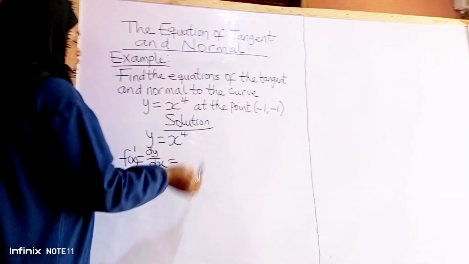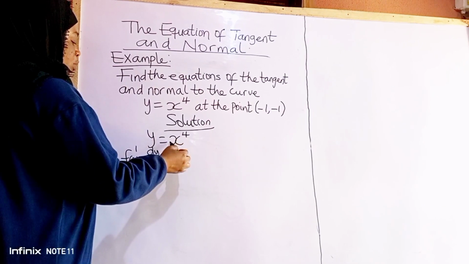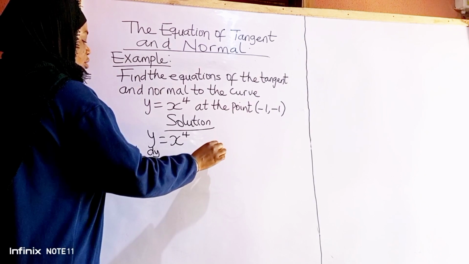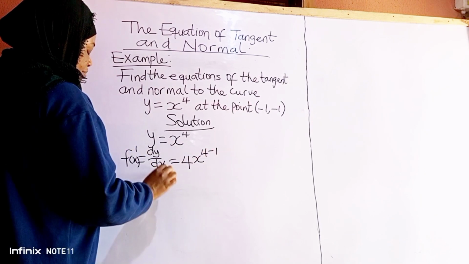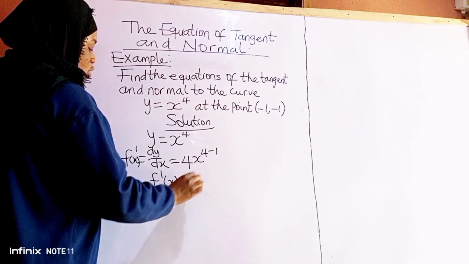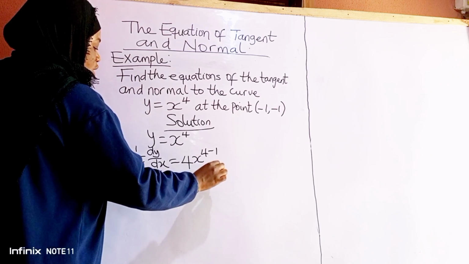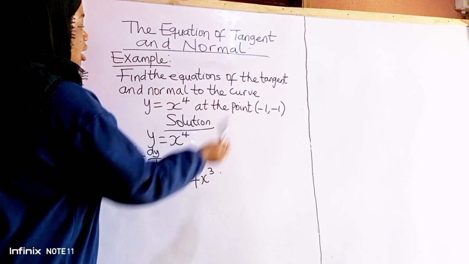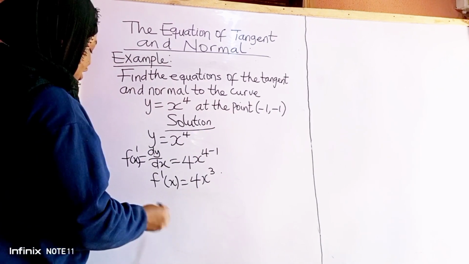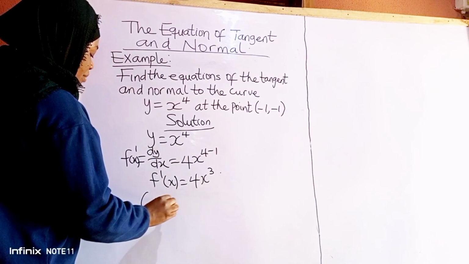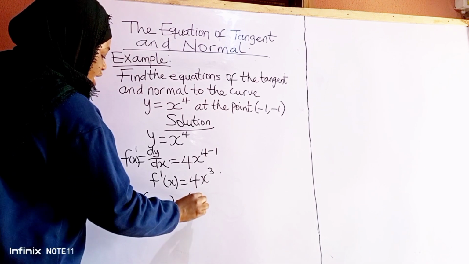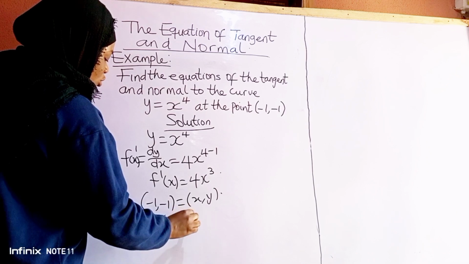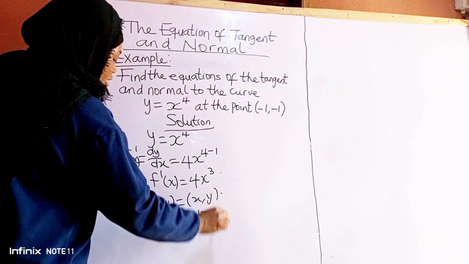So it is equal to, you use the power to multiply the coefficients, which is 4, then the power minus 1. So f prime of x is equal to 4x raised to power 3. So at the point minus 1 comma minus 1, this means x comma y. So that means our x is equal to minus 1 and y is equal to minus 1.